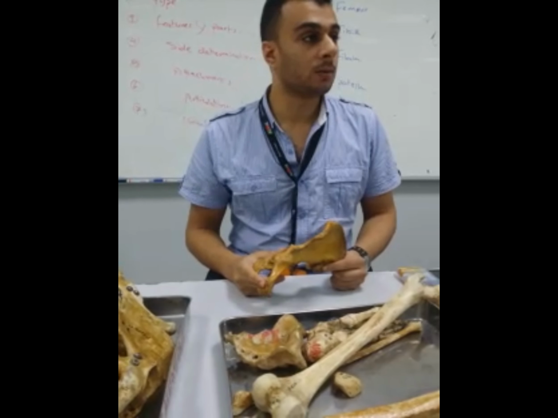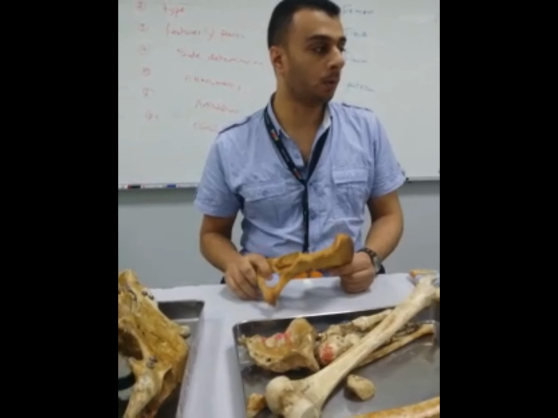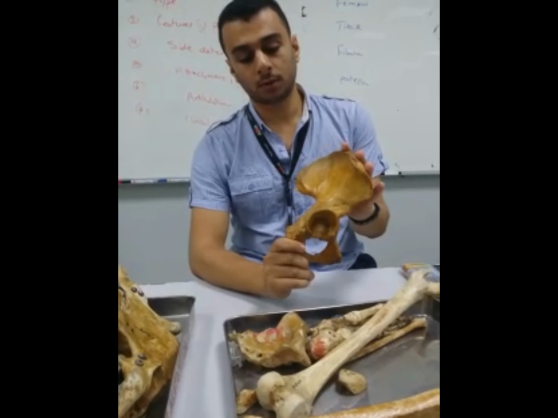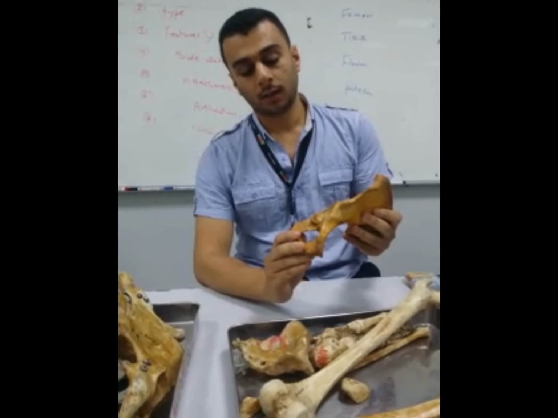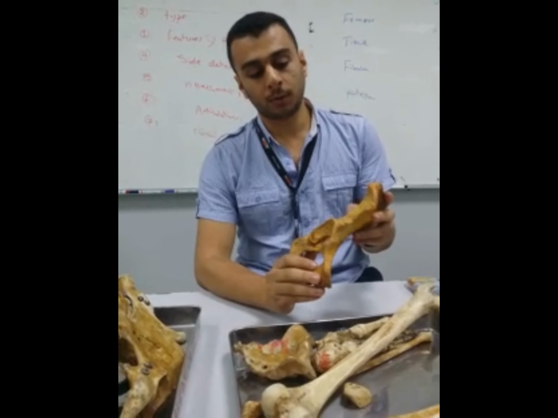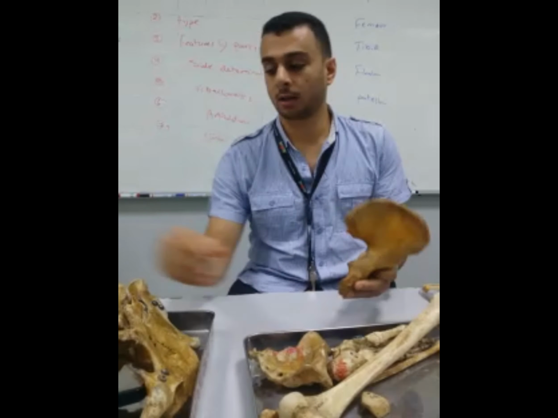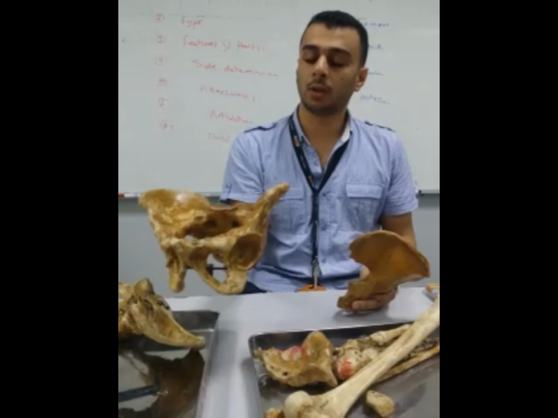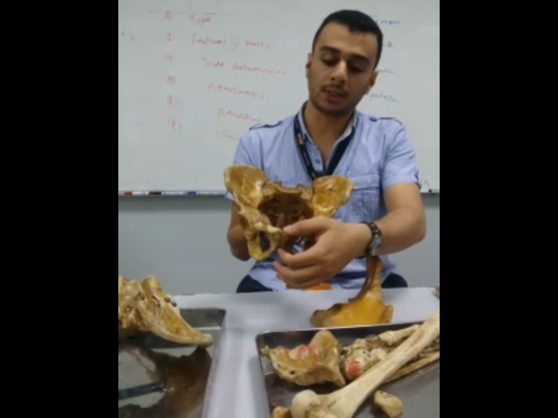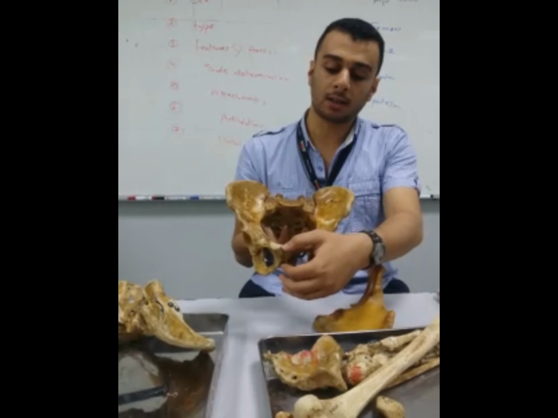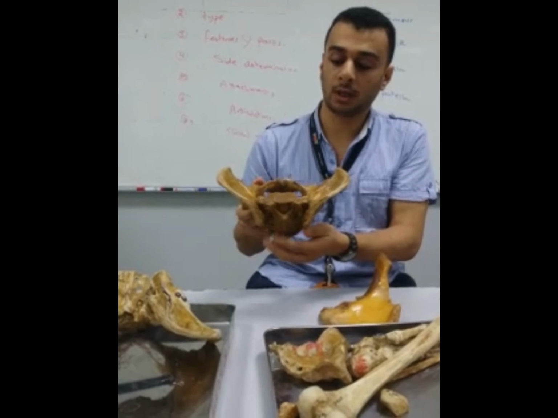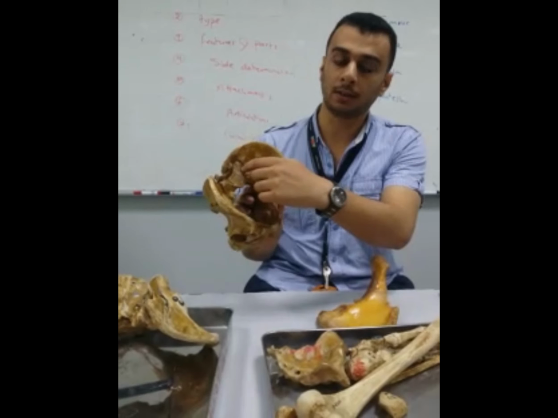So first we start here with the hip bone. You can see this one here, the hip bone. The hip bone, we also call it the pelvic bone, and it forms the pelvis along with the sacrum. The two hip bones are joined anteriorly in the pubic symphysis, which is a secondary cartilaginous joint, and backward they are joined by the sacrum. So they form the pelvic cavity.